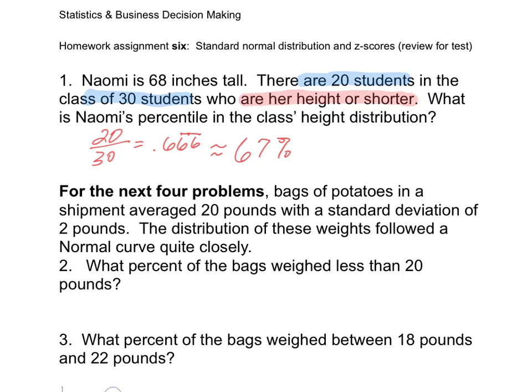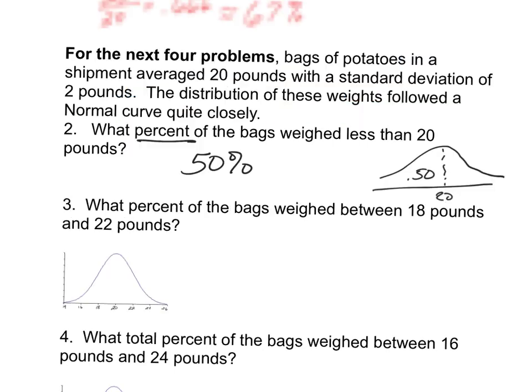Okay, on this first problem where it says Naomi's 68 inches tall and you've got to predict the percentile, well, it gives you a hint that there are 20 students that are her height or shorter. Therefore, she's also number 20. So 20 out of 30 would be 0.66 repeating. Therefore, it's rounded up to 67%.